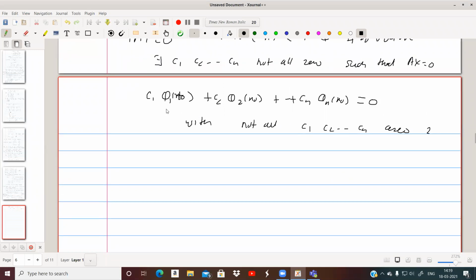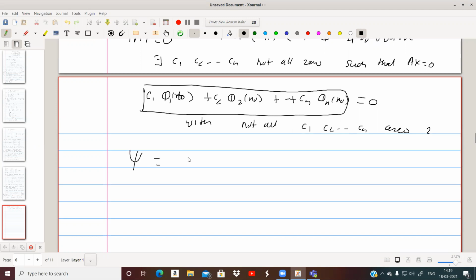So this linear combination, with C1, C2, Cn not all 0, definitely gives a function psi. We can write the linear combination as C1 phi1 plus C2 phi2 plus Cn phi n, and we can easily check that L of psi equals 0, because these are scalars and L of phi1, L of phi2 and L of phi n are all 0, so L of psi can be verified.